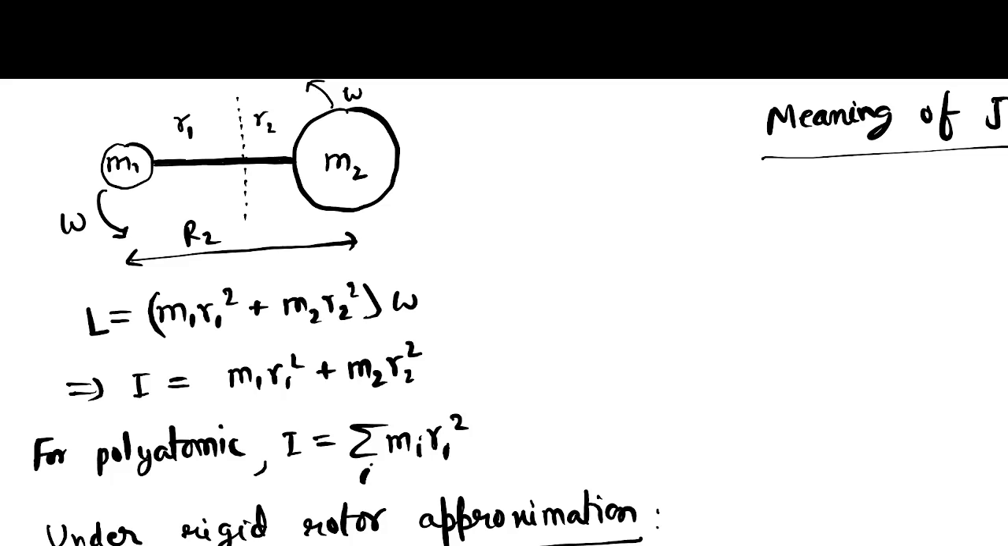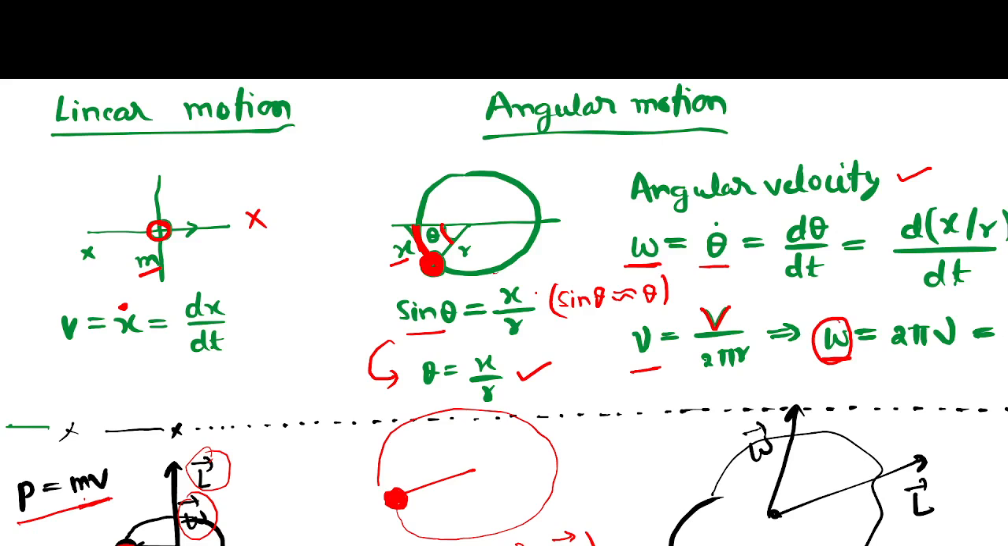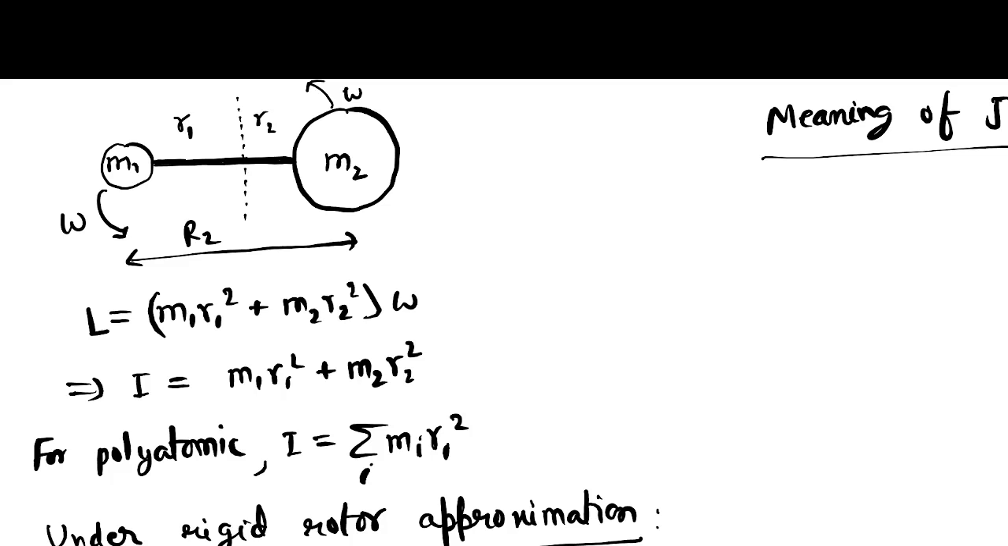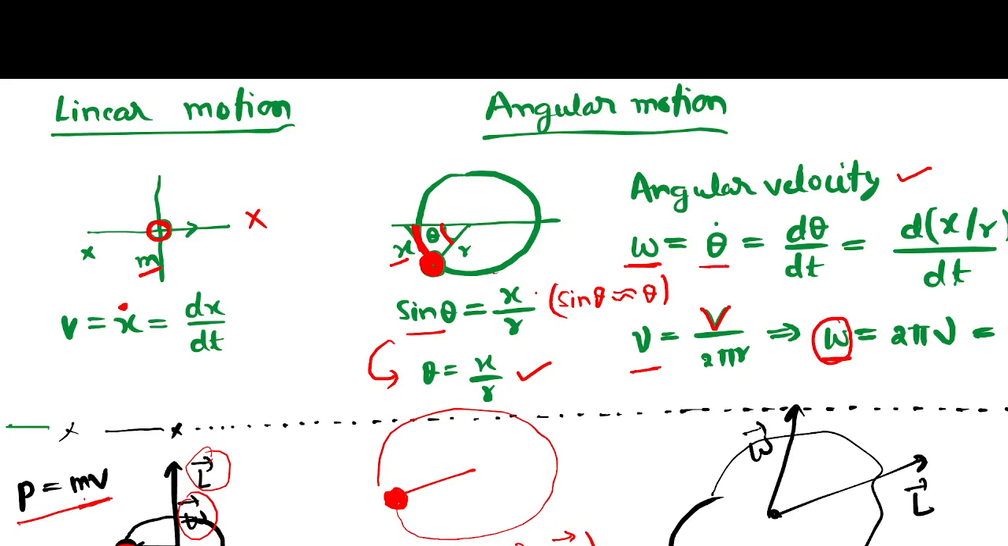Before going into the problem, we saw the correspondence between linear motion and angular motion, how linear velocity is related with angular velocity, and how linear momentum is related with angular momentum. Then I will consider a molecule. Since we are dealing with rotational spectroscopy, we will take a diatomic molecule, because for a monoatomic molecule L and omega will be in the same direction. So the angular momentum for a monoatomic molecule will be 0, and for that we cannot record rotational spectra.